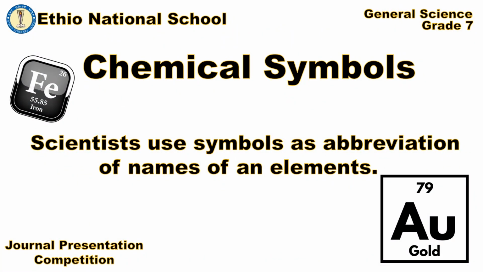Chemical symbols and their importance. Chemical symbols are important because they are known worldwide and chemists can use them. They are a shorthand representation of elements. And how can we write symbols?